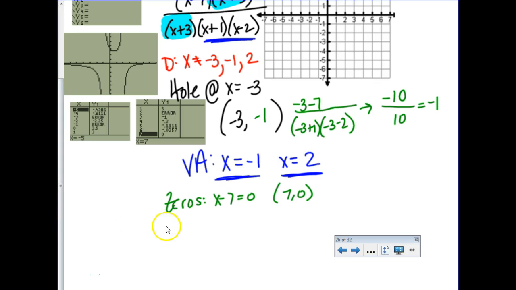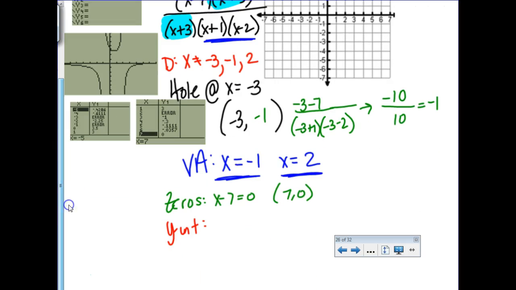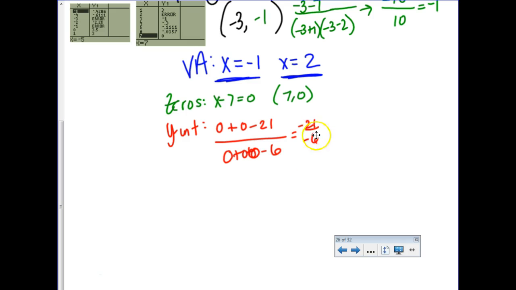And then for my favorite one, the y-intercept, that's where you plug in zeros for all the x's. So I'm going to go way back to the original problem that was in standard form. I'm going to have a whole bunch of zeros here. I need a bigger screen. So 0 plus 0 minus 21 over 0 plus 0 plus 0 minus 6. So all you're going to be left with is negative 21 over negative 6. Guys, what does that reduce to? 7 over 2. So you have a y-intercept at 0, comma 7 over 2. If you want to write that as 3.5, you can.